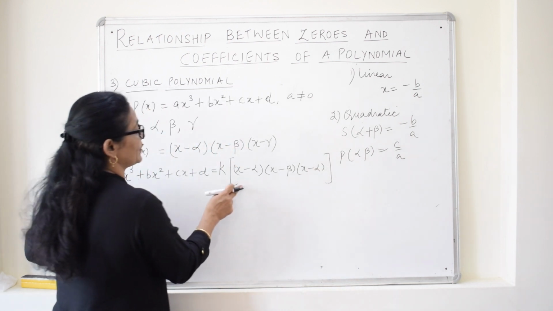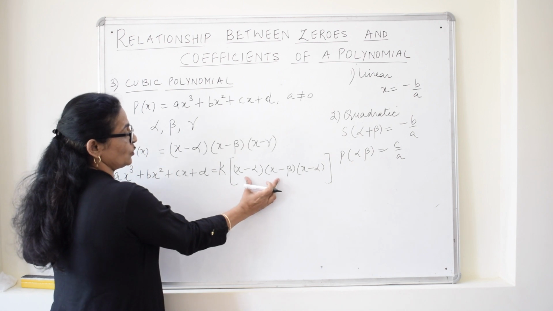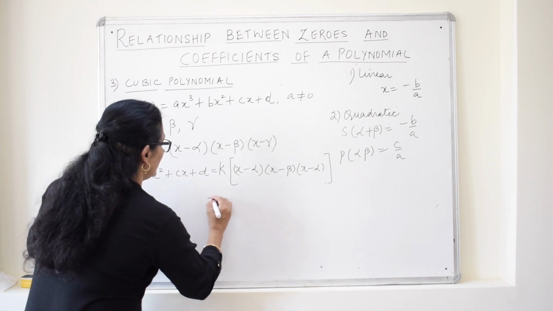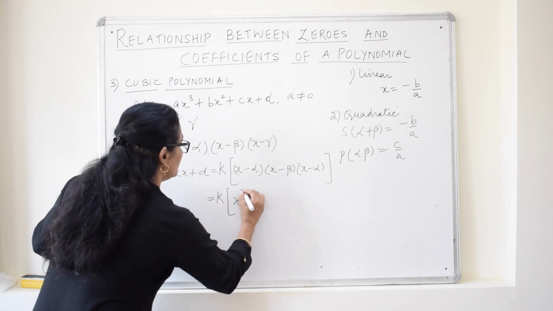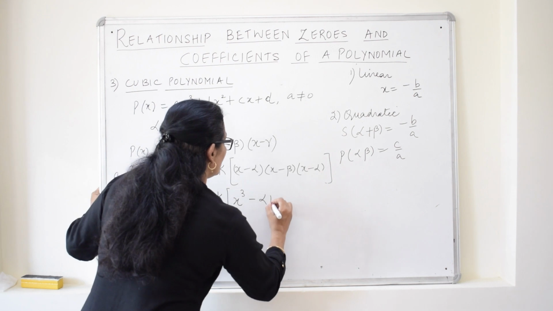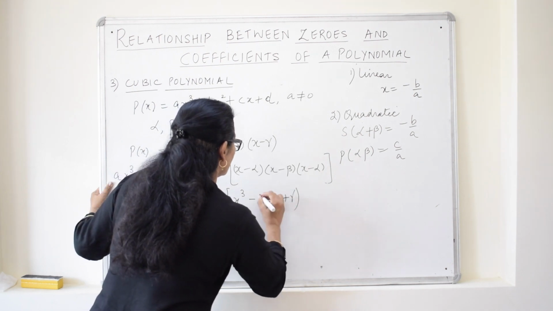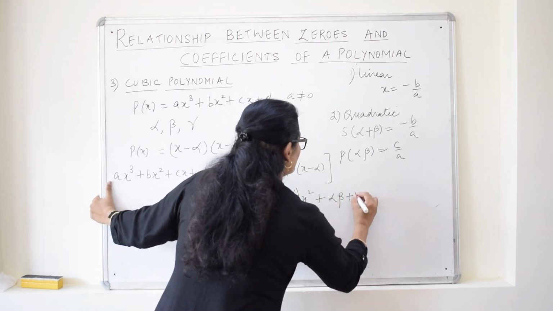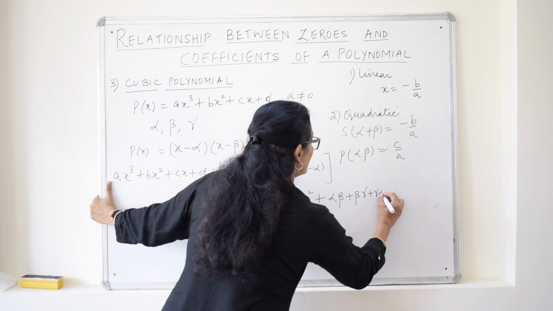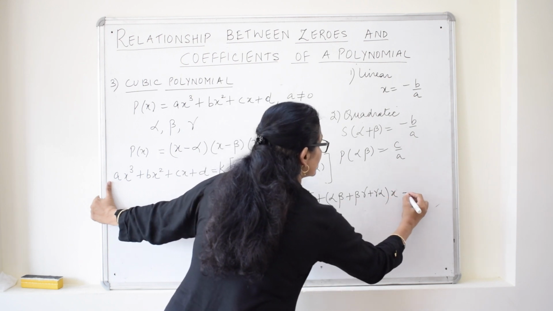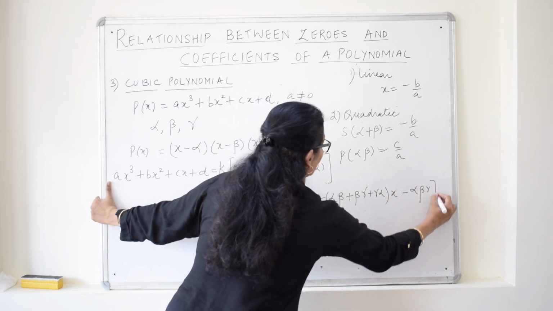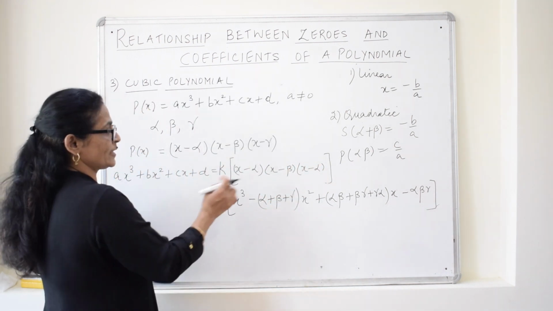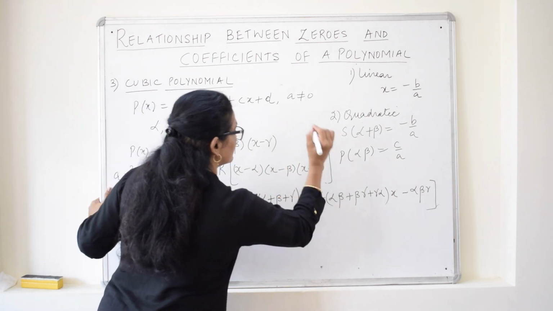If you find the expansion of this, it is actually two brackets. First we can solve and multiply it by the third one. The final expansion will be x cube minus alpha plus beta plus gamma into x square plus alpha beta plus beta gamma plus gamma alpha into x minus alpha beta gamma. This is the expansion of x minus alpha into x minus beta into x minus gamma.